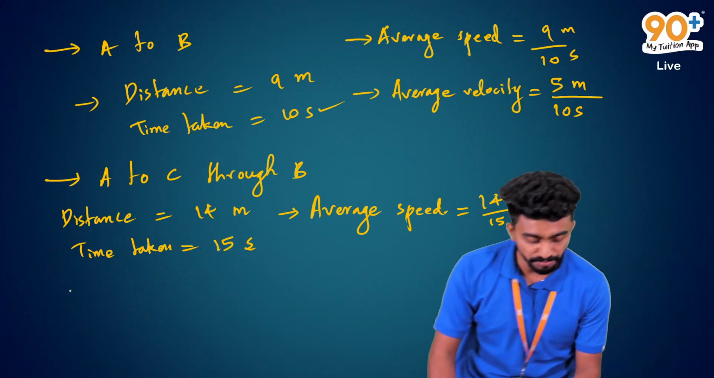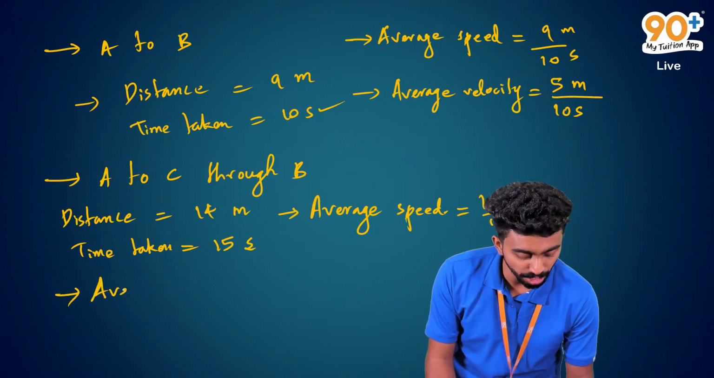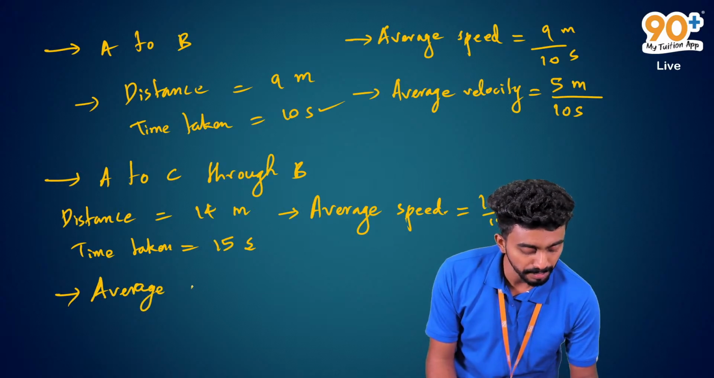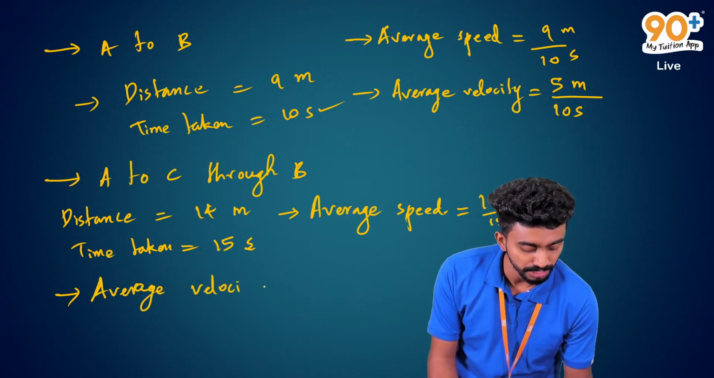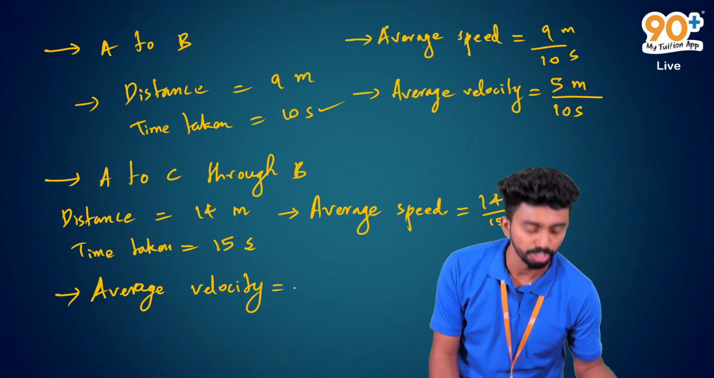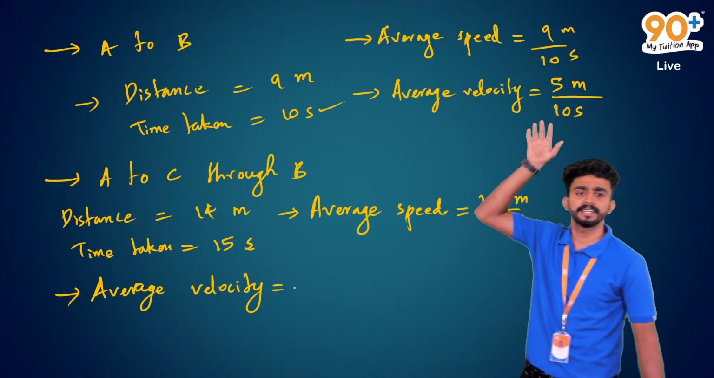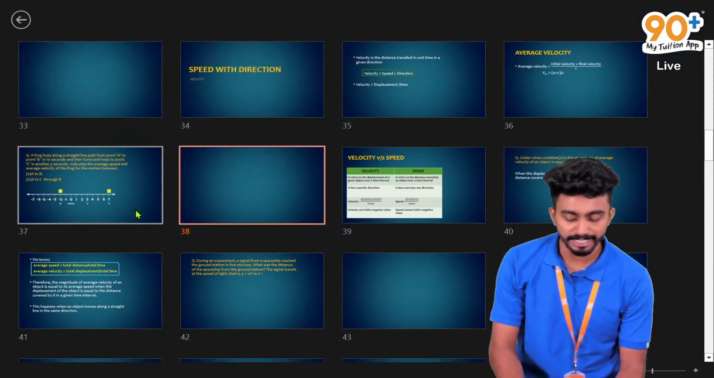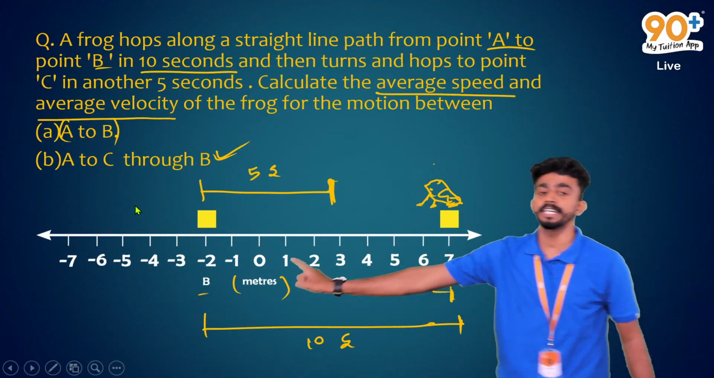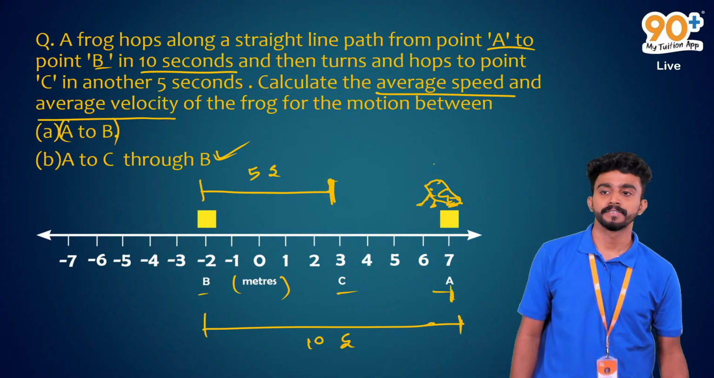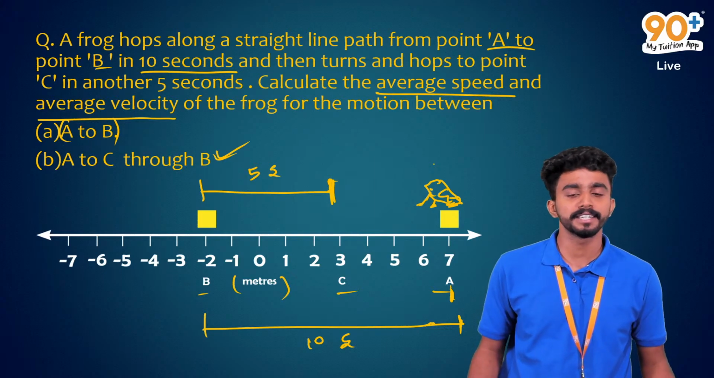Now, next we have to find the average velocity. So who will be helping me out to find the average velocity? What will be the average velocity? Who will be telling it? So in this case, please don't forget A to C through B. Don't think very complicated, no.